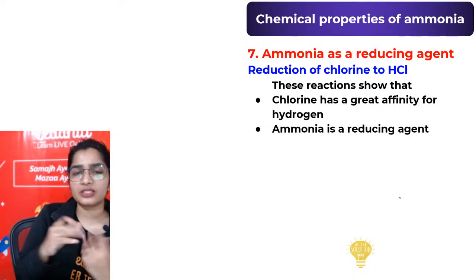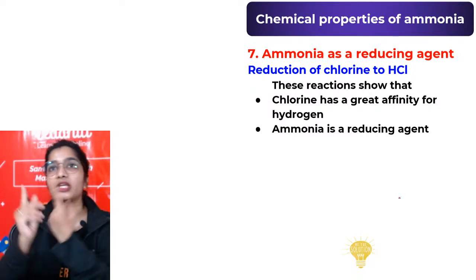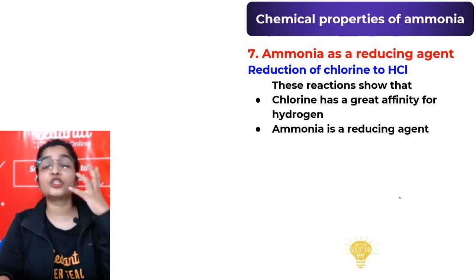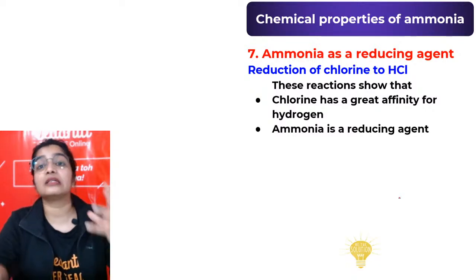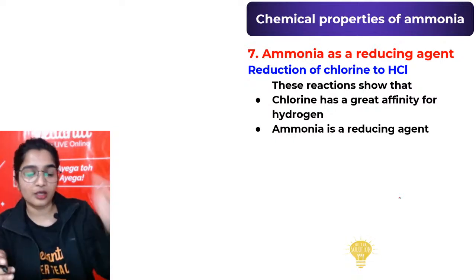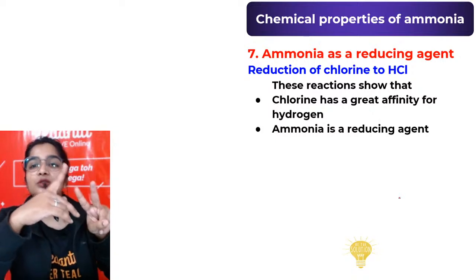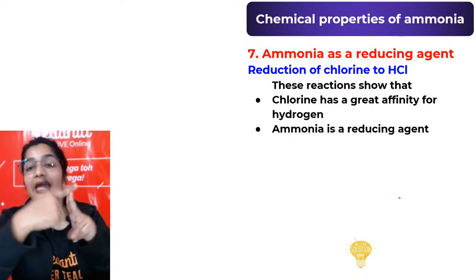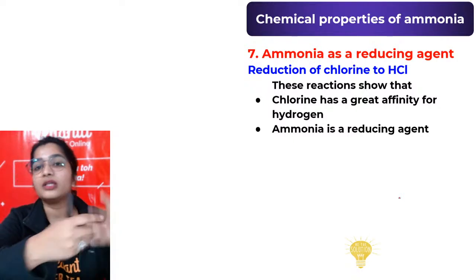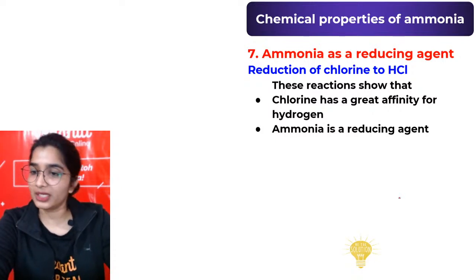So these reactions show that ammonia is acting as a reducing agent, right? Because it is reducing chlorine to hydrogen chloride, and it also shows that chlorine has a greater affinity for hydrogen, so hydrogen chloride is easily formed. So when you take ammonia in excess and chlorine in excess, the observations which we got are that chlorine has a great affinity for hydrogen and ammonia is a reducing agent.